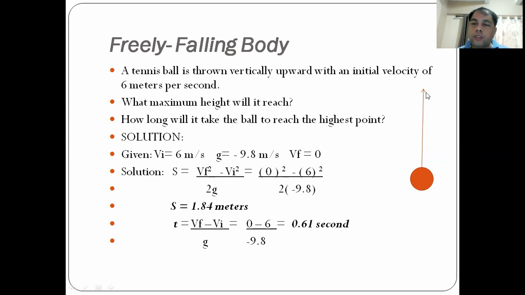Now, if we are going to determine the time for the ball to go up and reach the ground again, then maybe we can simply double 0.61 seconds. That's the total time for the ball to be in the air. If you throw the ball up and wait for it to go down, the value would be around 1.22 seconds. That's simply double your 0.61 second time. Okay, so this is our free falling body.